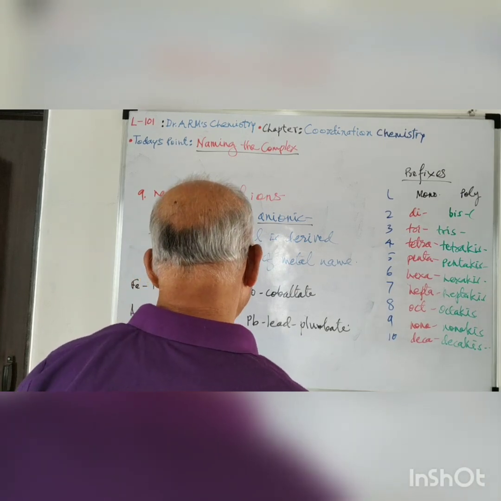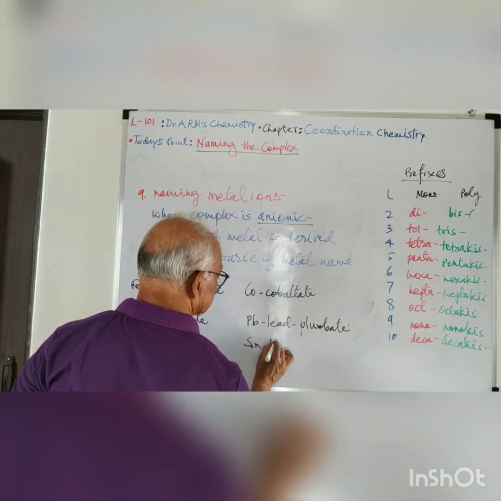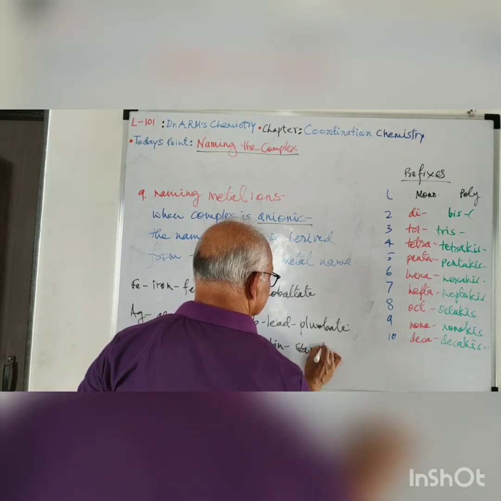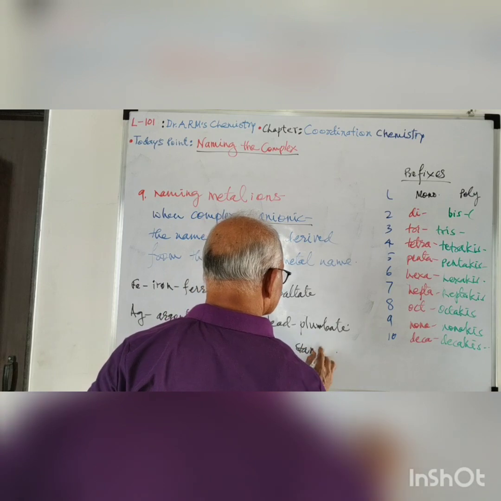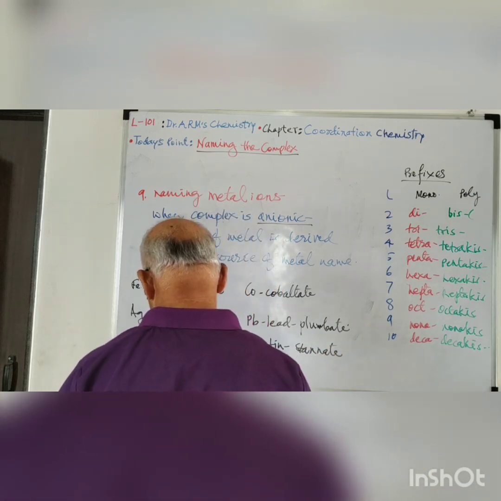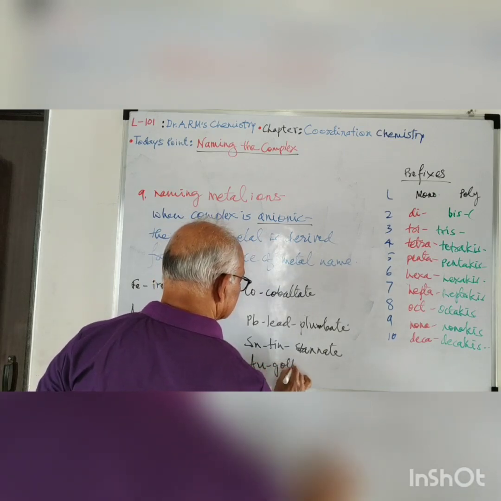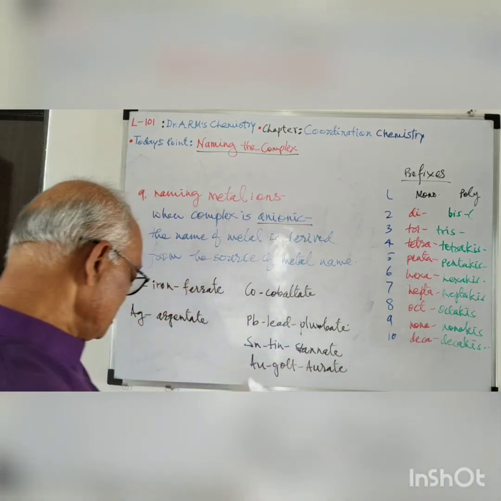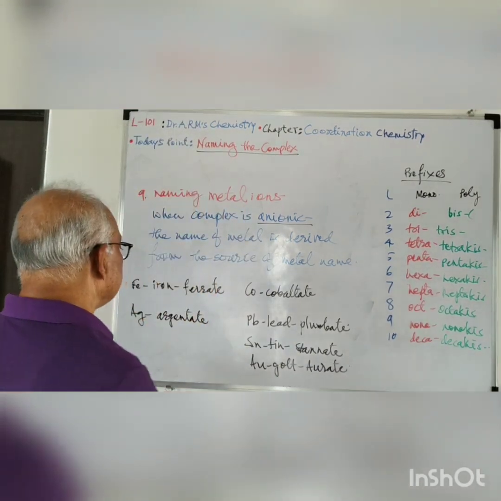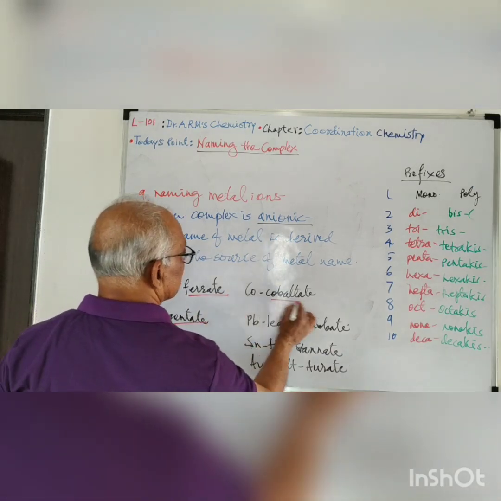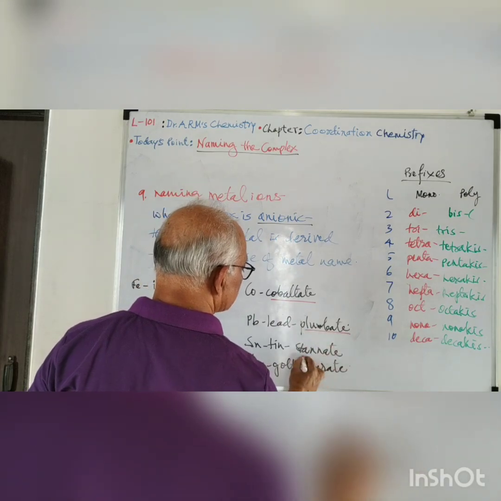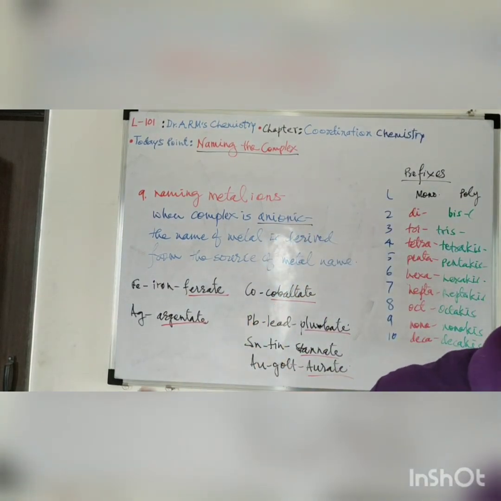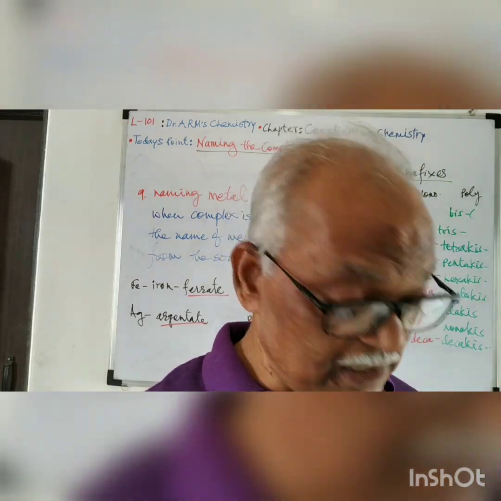Then if the metal is Sn, tin, it is called stannate. If the metal is gold, the name is derived as aurate, A-U-R-A-T-E. In this way, these names are derived from their source. Cobalt is commonly used as it is. So these are shown in this nomenclature system using the source of the metal name.